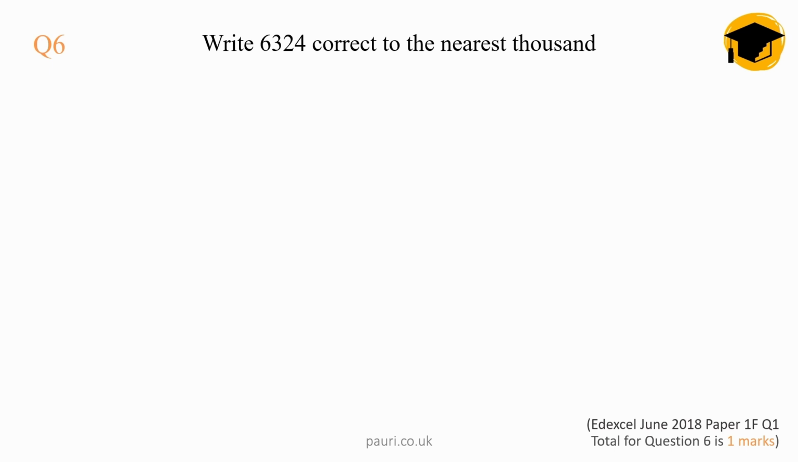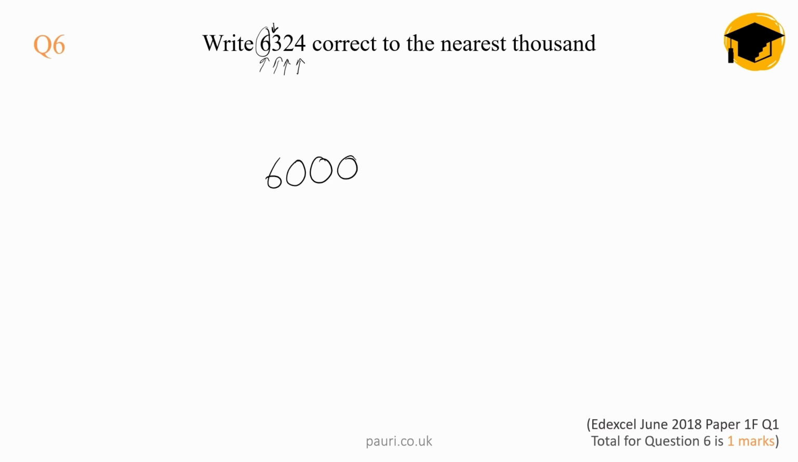Question 6, write down 6324 correct to the nearest thousand. So here we're doing a bit of rounding. We want to look at the digits. Which one is the thousands? So single, tens, hundreds, and thousands. We want to round this number to the nearest thousand. Is the next number 5 or above? No, it's not. So this number, 6,324, is closer to 6,000.